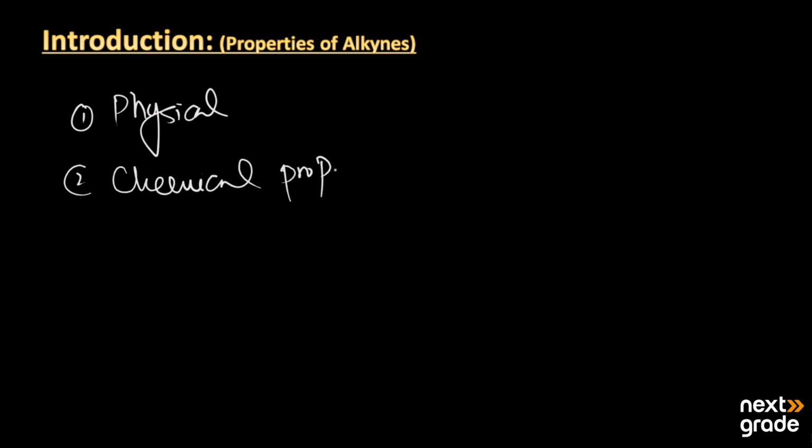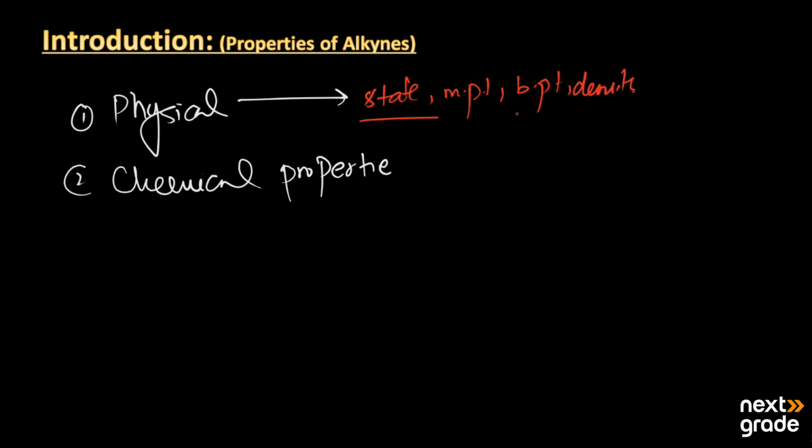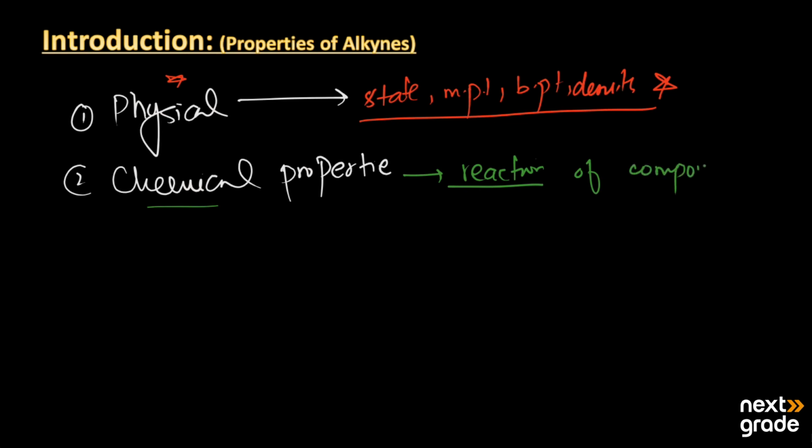When we talk about the physical properties, it simply belongs to its physical state at room temperature, what will be its melting point, its boiling point, and what will be the density of the substance. We will learn all of this in the physical properties. On the other hand, when we look at the chemical properties, here we have the reaction of the substance or compound with other substances.